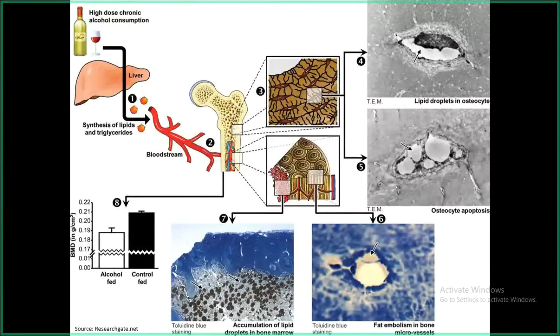This is the schematic picture which shows a high dose of alcohol consumption, which affects the vascular channels of the liver as well as the intramedullary vascular channels, doing two things. The mechanism is, one, accumulation of lipid droplets in bone marrow, and second, fat embolism in the bone microvessels. So histologically you can see there are lipid droplets in the osteocytes, and there is pycnosis, and ultimately it leads to osteocyte apoptosis.